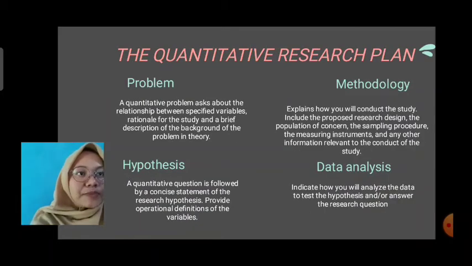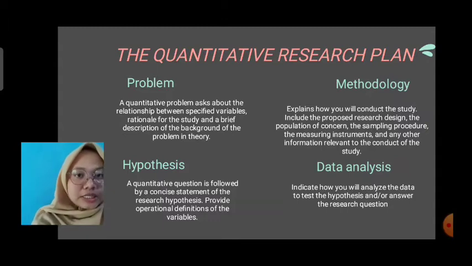The quantitative research plan. First, problem. Problem is a quantitative problem asked about the relationship between specific variables, rationale for the study, and a brief description of the background of the problem in theory. Second, methodology. Explain how you will conduct the study. Include the proposed research design, the population of concern, the sampling procedure, the measurement instrument, and any other information relevant to the conduct of the study.